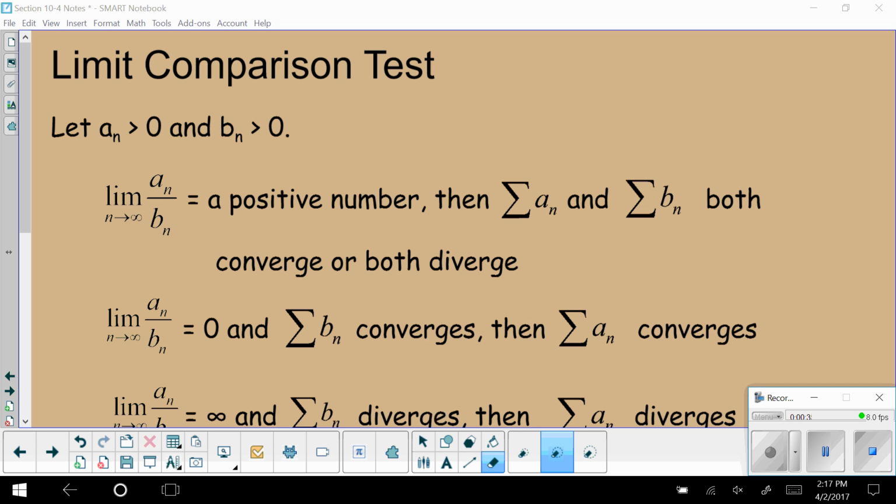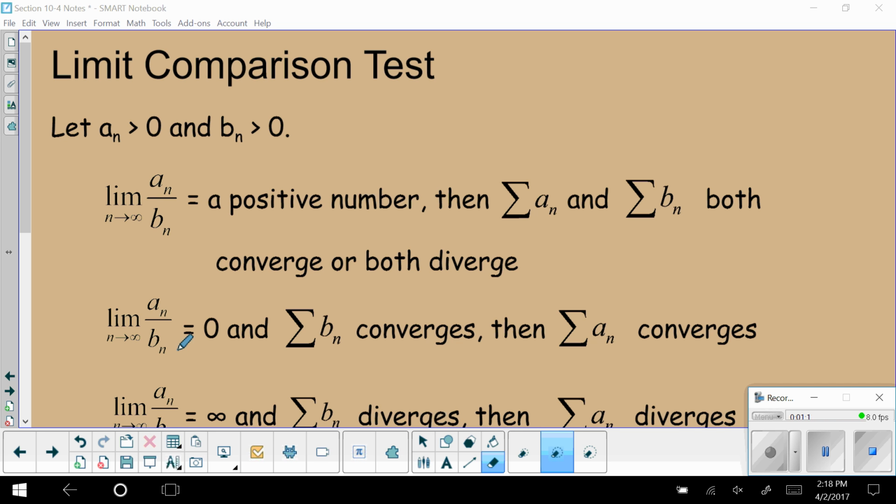So we're going to say a sub n is the general term for the series we're looking at, and b sub n is the series we're comparing to. And we always are going to do a limit then, in the limit comparison test. The limit as n goes to infinity of the general term of the series we're given over the general term of the series we're comparing to. If that limit is a positive number, then our two series must behave the same way. They either both converge or they both diverge. And that tends to be the most common situation.